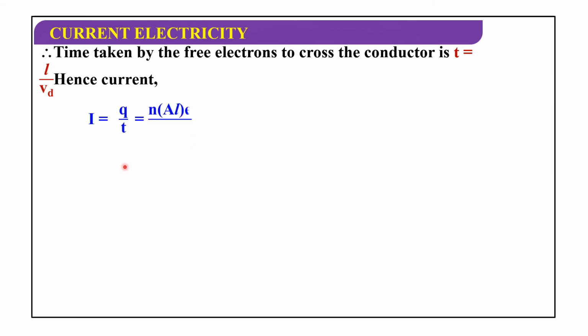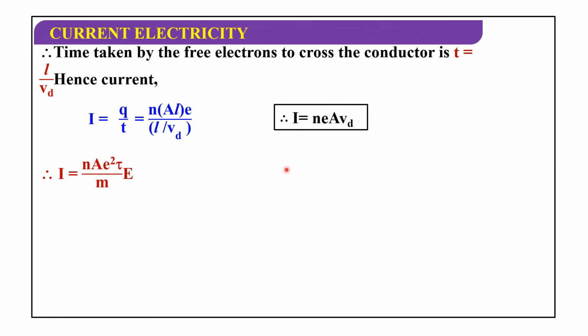Hence, current I is equal to Q by t. Now, substituting, we get nAL into e by L by Vd. So, I is equal to neAVd, where Vd is the drift velocity. From this, it can be written as I equals nAe square tau E by m, since Vd is equal to eE by m into tau.